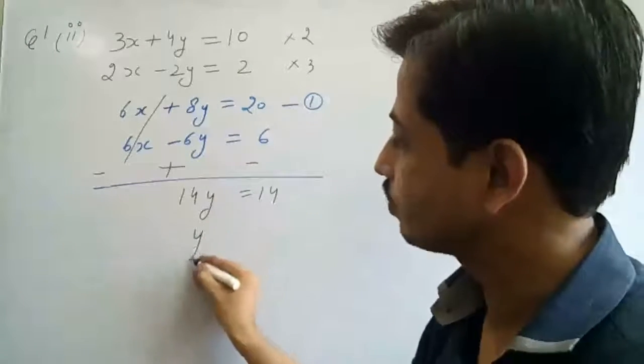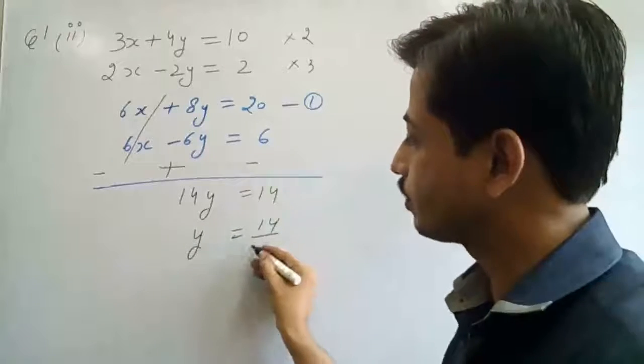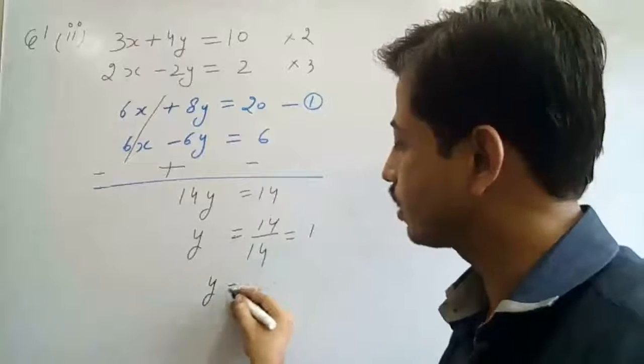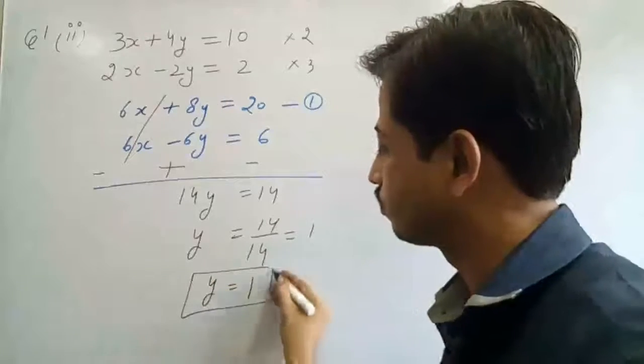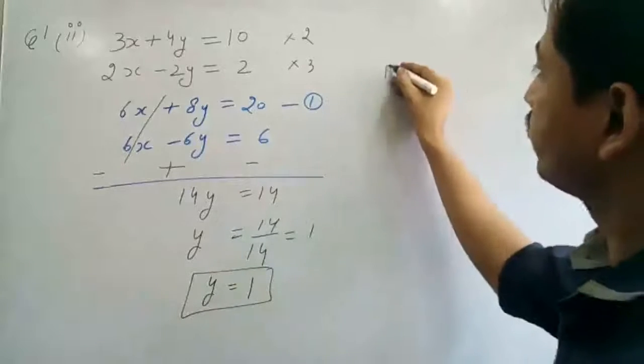Now what's the value of y? We have to take this 14 to the right hand side. 14 by 14, we get 1. So the value of y is 1. Next step is what? Put the value of y.